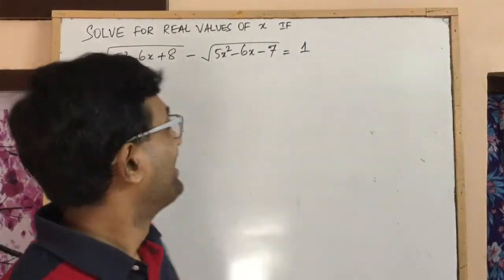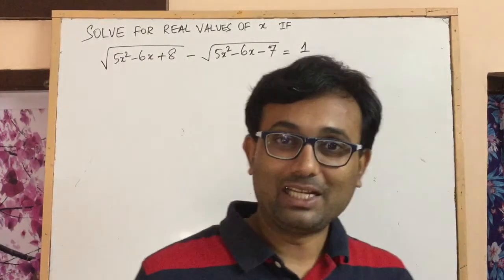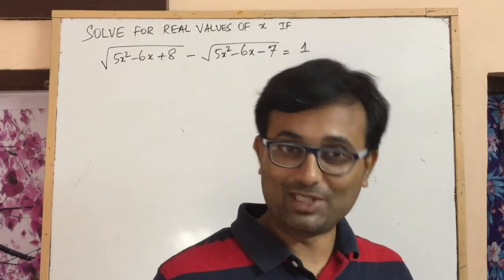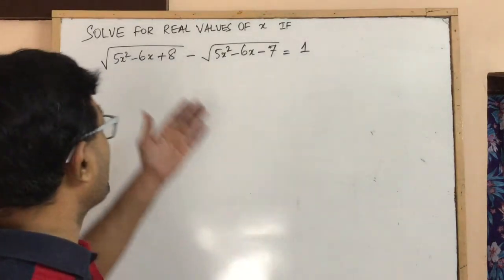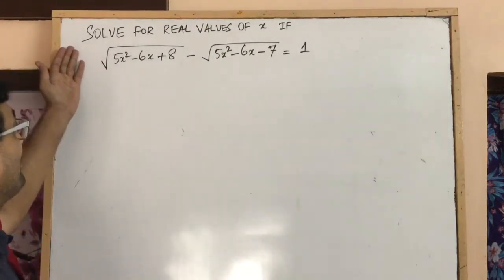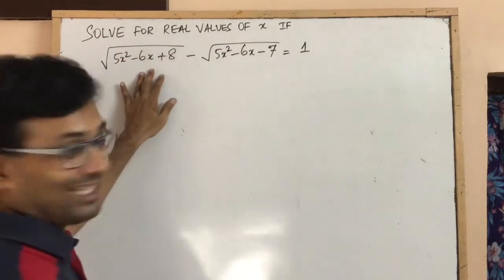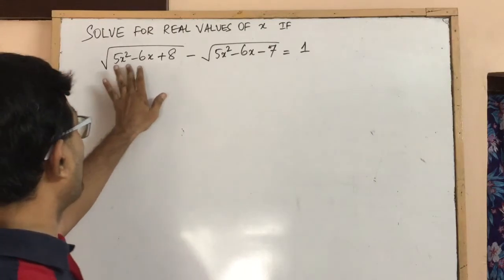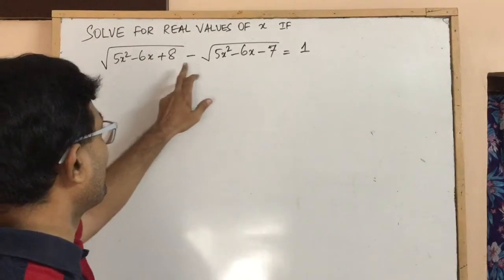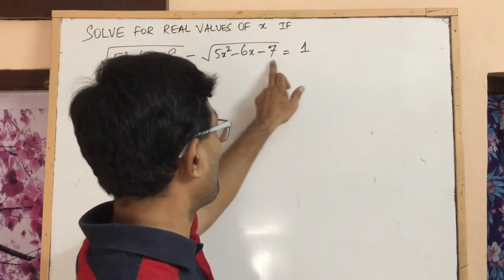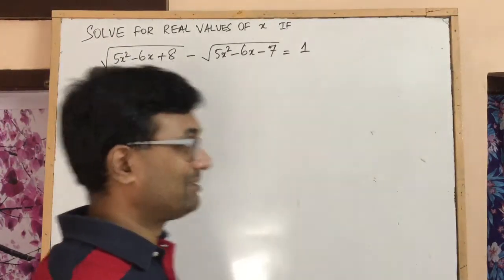Hello viewers, marching ahead on our journey with solving miscellaneous equations reducible to the quadratic form once again. Let's see how we can solve this equation. We are looking for real values of x which satisfy this equation. That is, square root of 5x squared minus 6x plus 8 minus square root of 5x squared minus 6x minus 7 is equal to 1.